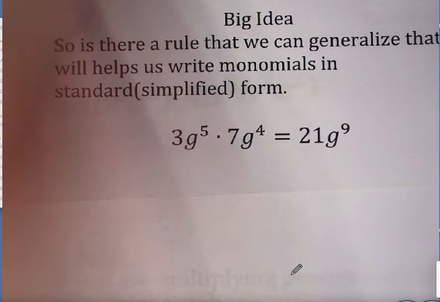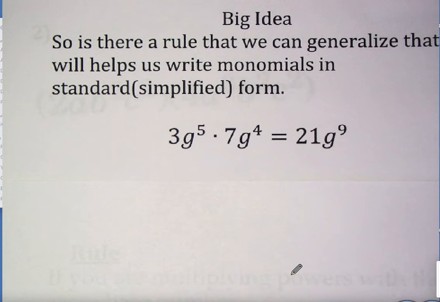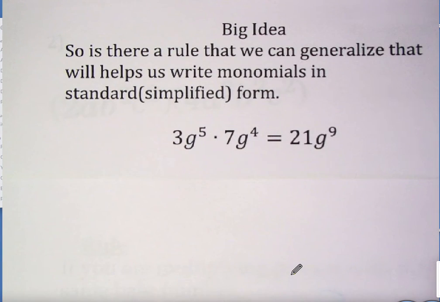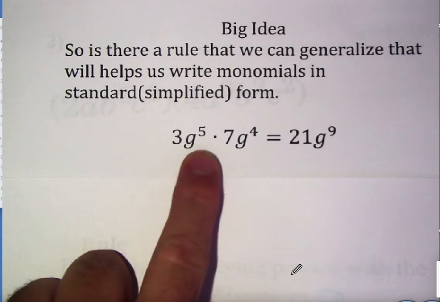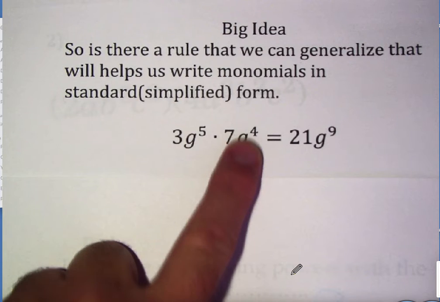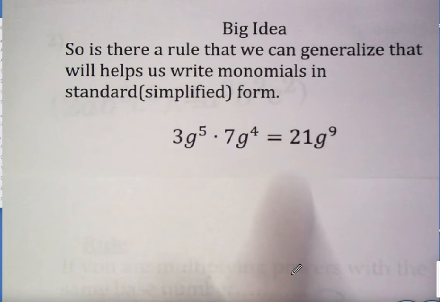So, this is the big idea for today. There is a rule that we can generalize that will help us write monomials in standard or simplified form. Here's a good example. If we have 3g to the 5th times 7g to the 4th, that's equal to 21g to the 9th. Is there a way or a rule we can think of, and there is one, that will allow us to simplify without expanding?